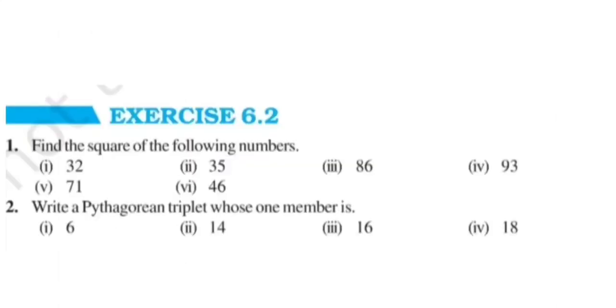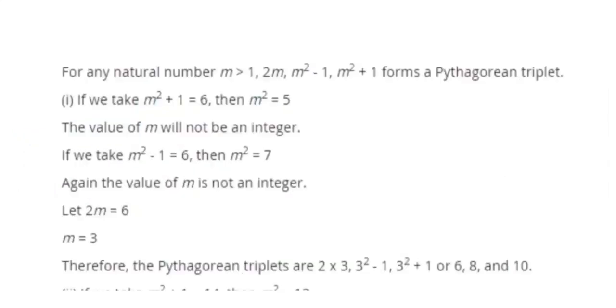Now see question number 2. Write a Pythagorean triplet whose one number is 6. So scholars, see the solution. As I told you, for any natural number m greater than 1, 2m, m square minus 1 and m square plus 1 form a Pythagorean triplet. Okay. See the first. If we take m square plus 1 is equal to 6. Okay. So m square what will come? 6 minus 1. 6 minus 1 is 5. And the value of m will not be an integer.